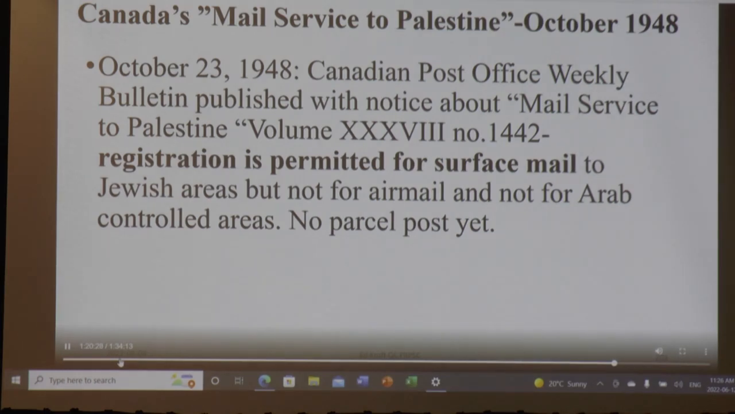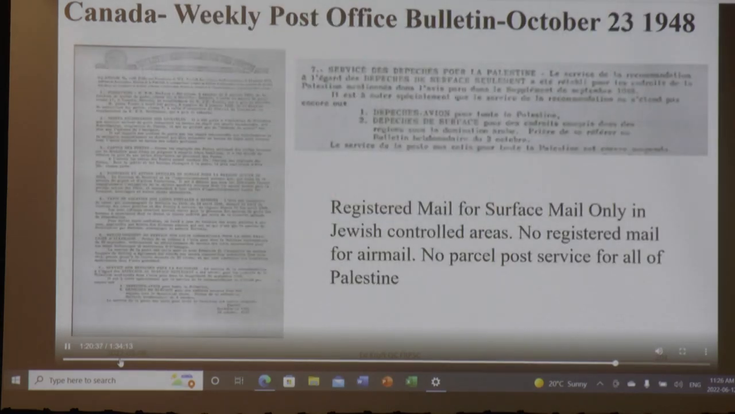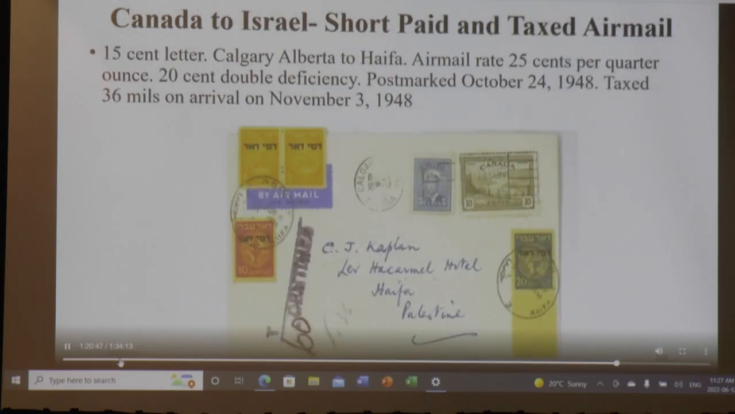And then Canada initiates registration for surface mail, but only to Jewish areas, not for airmail, not for Arab-controlled areas, no parcel post. So you see that Canada progressively is adding services to Palestine, but still calls it mail service to Palestine. We have Canada to Israel. Here's a letter coming out of Calgary, 15 cents, it should have been 25.